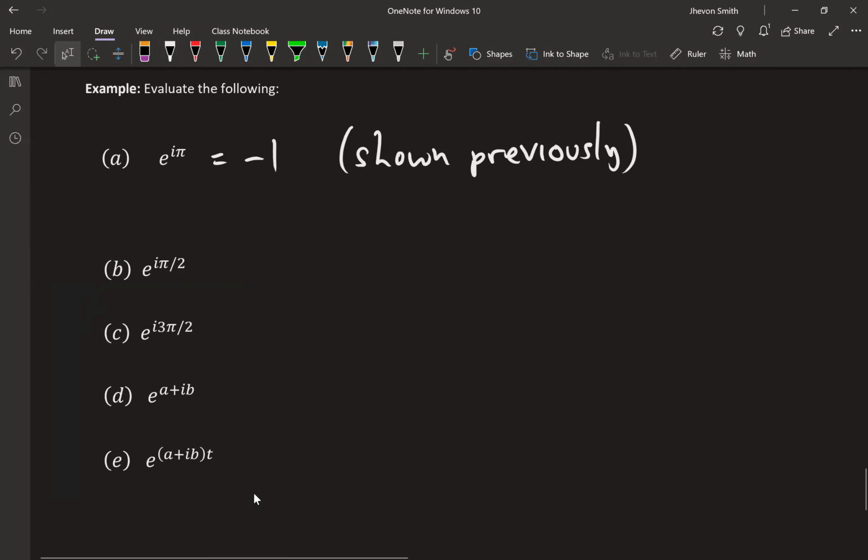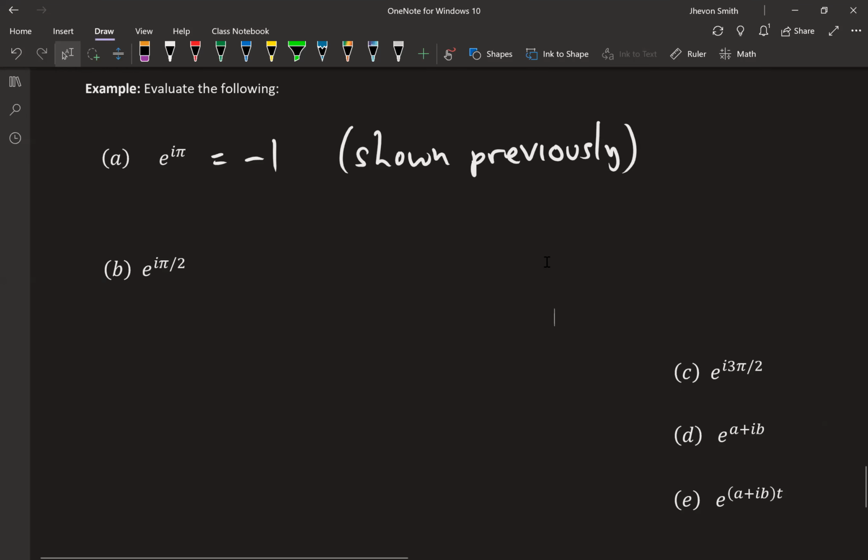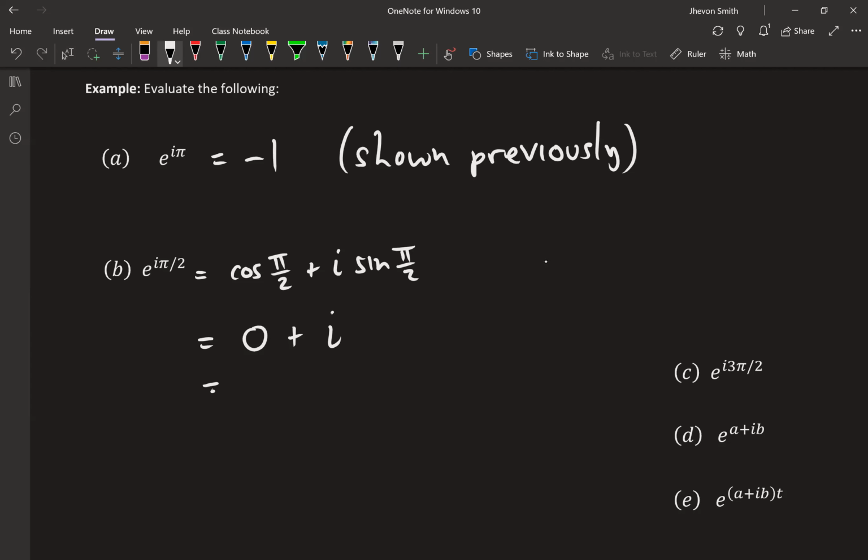So you have e to the i pi over 2. What is that? Well, this is cosine pi over 2 plus i sine pi over 2. Cosine of pi over 2 is 0. Sine of pi over 2 is 1. So e to the i pi over 2 is going to be i. That's going to be important for later. This is something that you should just kind of know automatically, even though technically you could work it out.